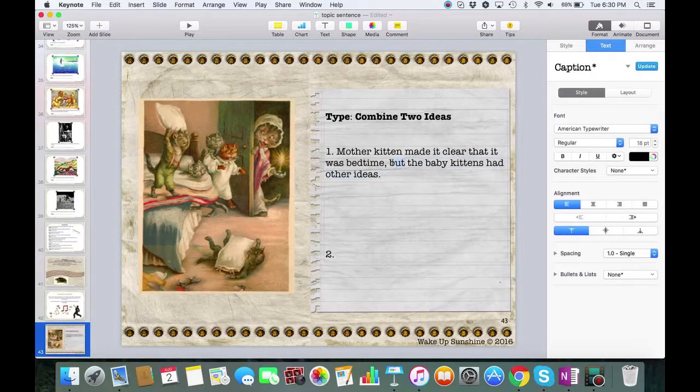But by connecting them with a coordinating conjunction here in the middle, but, and not forgetting my comma here before the coordinating conjunction, I now have what's a compound sentence. So Mother Kitten made it clear that it was bedtime, comma, but the baby kittens had other ideas. Now you're off and running on your practice for combined two ideas, and come back and see me for the final topic sentence style.